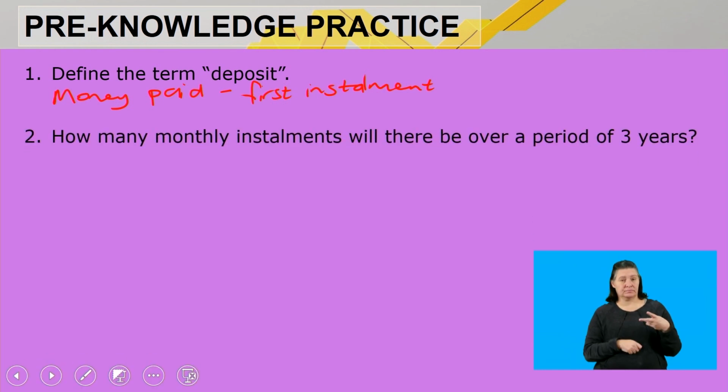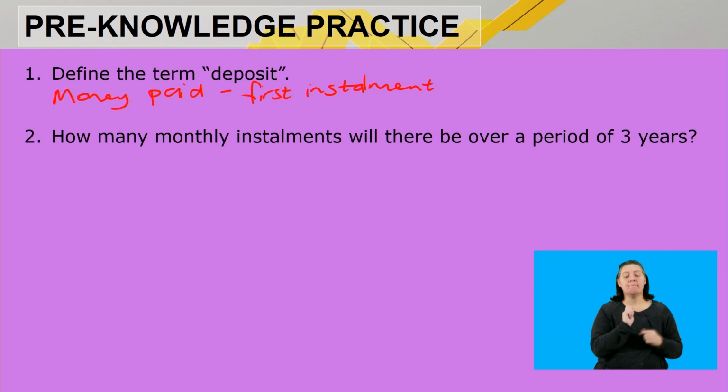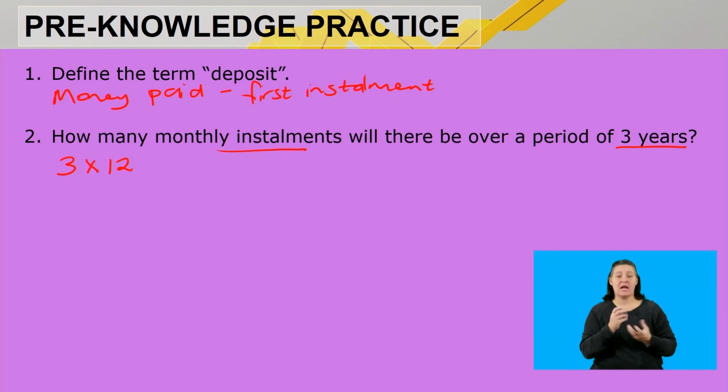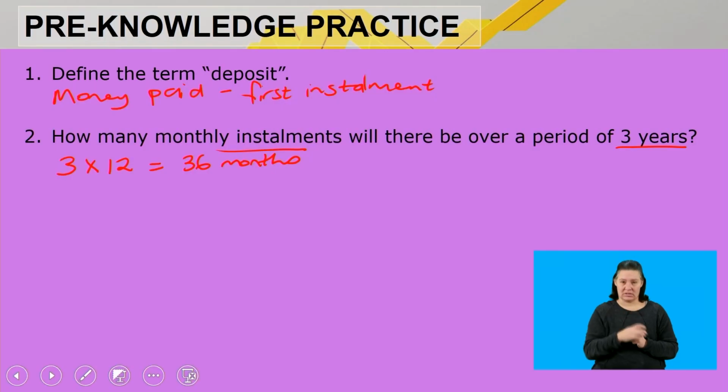Question number 2. How many monthly installments will there be over a period of 3 years? Remember the word monthly, we know in a year we have 12 months. So I say, okay, 3 years, so I multiply that by 12. That will give us 36 months. Remember, these are level 1 questions, and you may ask, why am I asking such easy questions? You'll see how important it becomes once we deal with more challenging questions.